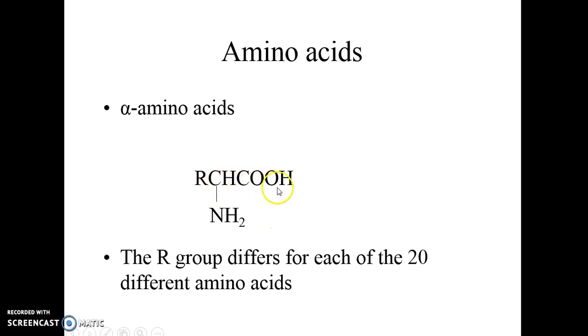Now, I've written the carboxylic acid functional group like this, as the book does, but here I'm showing you how it can be written, showing the individual bonds. Remember, a carboxylic acid has a carbonyl and then the hydroxyl. The R group differs for each of the 20 amino acids. This R, which stands for residue, which is what we call the side chain, can be 20 different things.